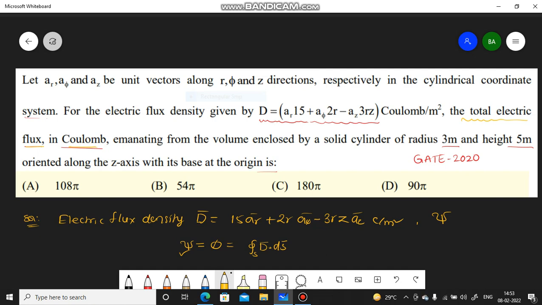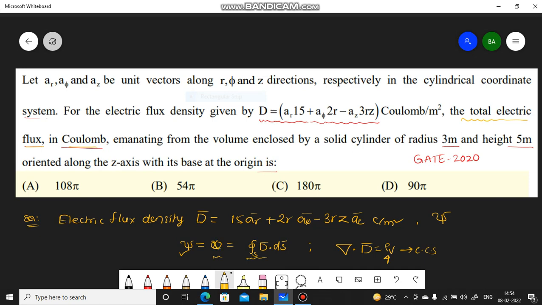Or we have one more way of calculating the electric flux by using this D bar. We know the point form of Gauss law; this is the integral form of Gauss. From the point form of Gauss, that is del dot D bar is equal to rho v, the volume charge density. So by using this point form of Gauss law, we will first calculate the volume charge density rho v in the cylindrical coordinate system, CCS. After calculating rho v, we will evaluate the flux or charge.